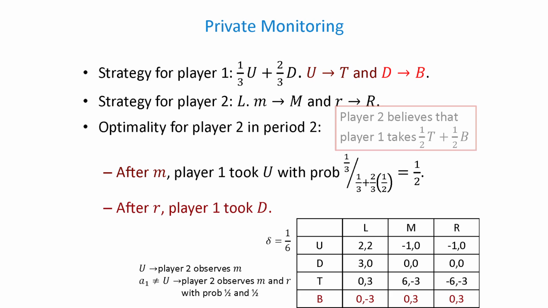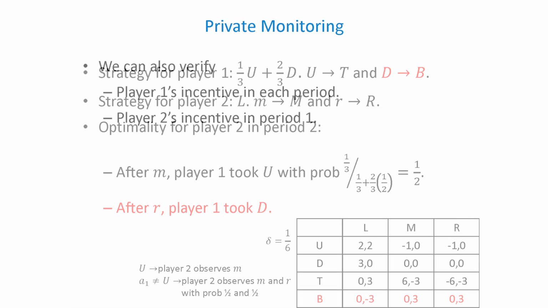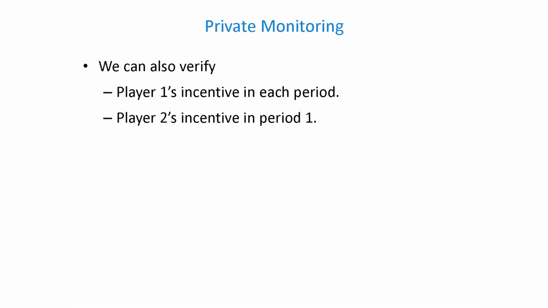After R, she knows that player 1 took D, and after that, player 1 will take B. So given that, taking R is the best response. Okay? And you may think that here is a lot of indifferences and things, but we can break the tie, actually. So we can also verify player 1's incentive in each period and player 2's incentive in period 1.